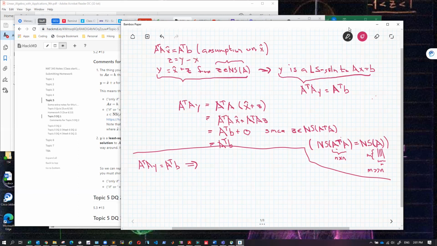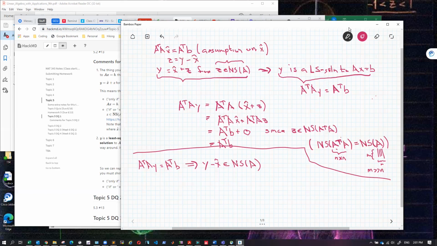So I could rewrite this as saying I want to show that y minus x hat is in the null space of A. I can just write it like that. I want to show that y minus x hat, because that's what z would have to be, is in the null space of A. Okay, so let's see if that's true.